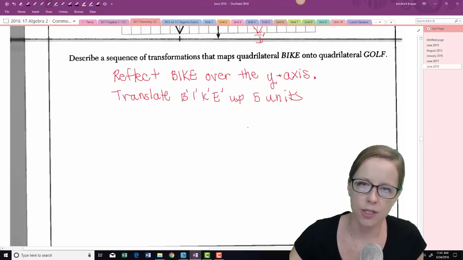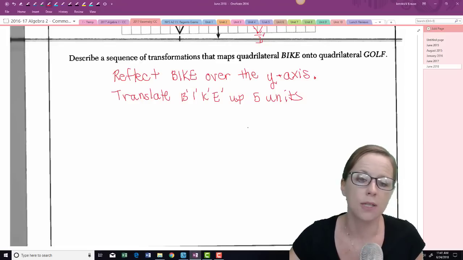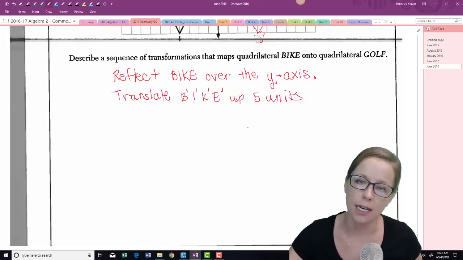The thing with reflections is you have to say what you reflected over. So make sure you don't just say reflect and translate. You've got to be specific. So say reflected over the y-axis, translated up 5 units.